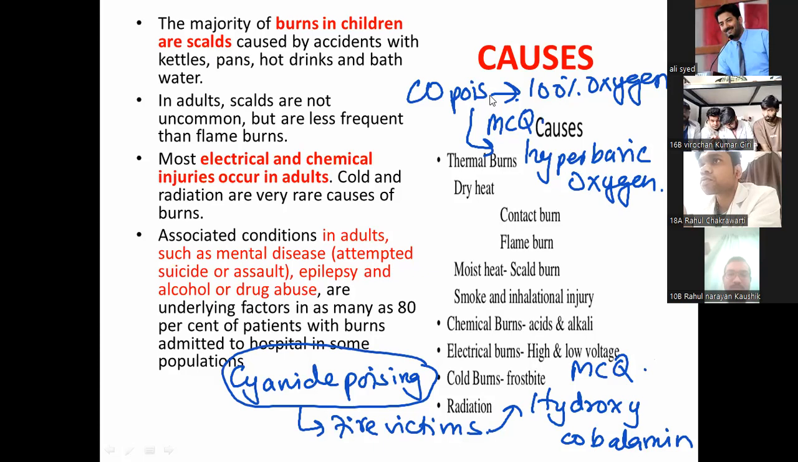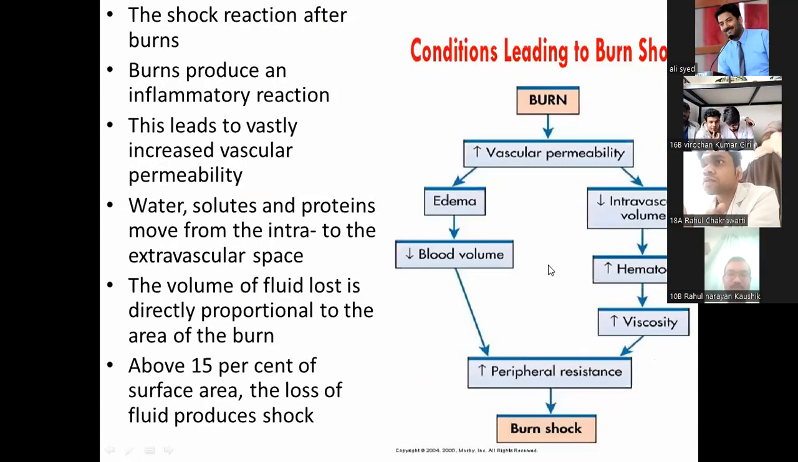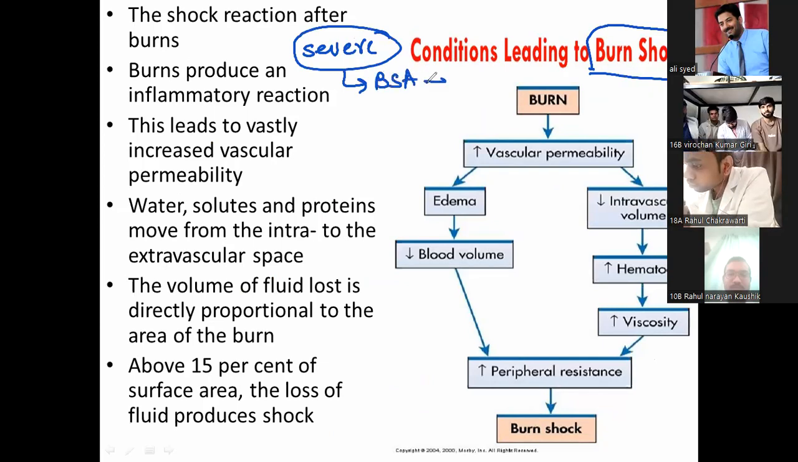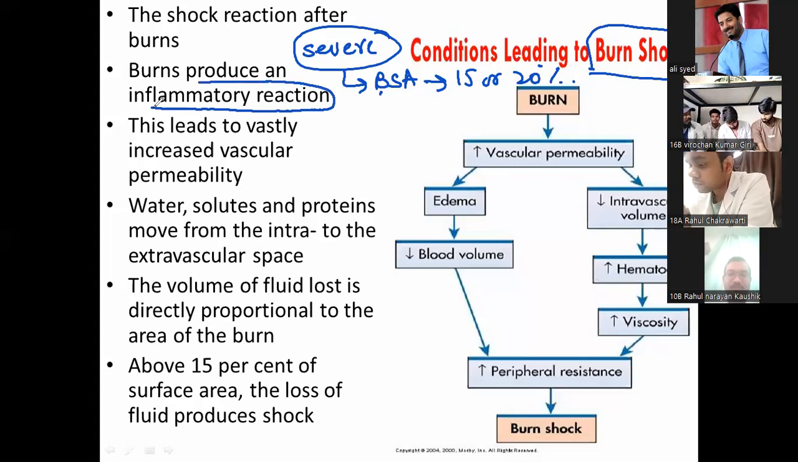So now coming to the next slide, the pathophysiology of the burn. See here what is happening in a patient with burn injury. When the burn injury is severe, and whenever I write severe, it means the burn surface area is more than 15 or 20%. When the burn surface area is more than 15 or 20%, what is going to happen? There will be a severe inflammatory reaction in the patient.